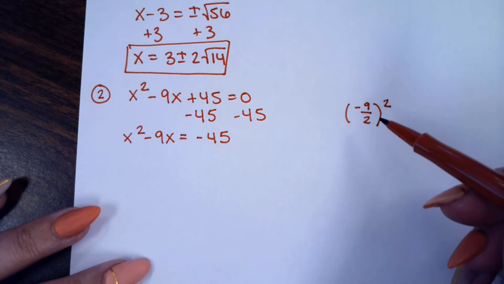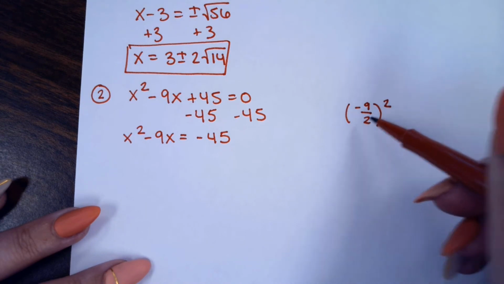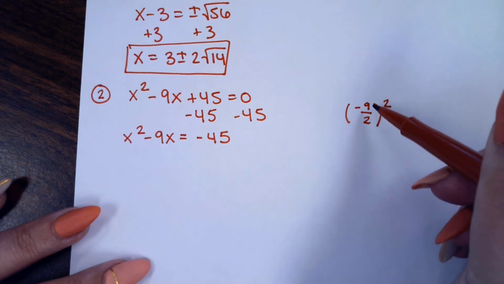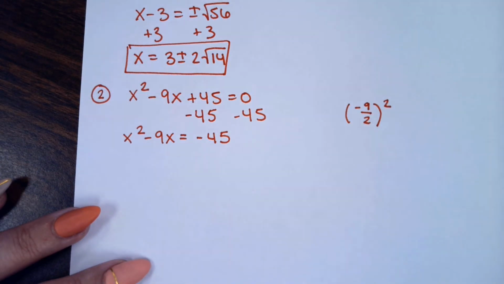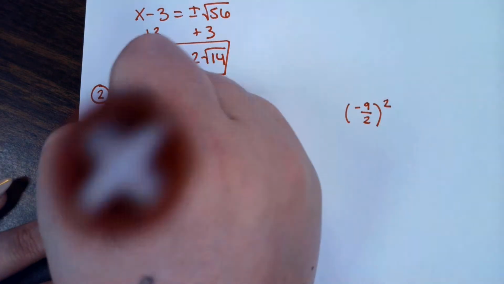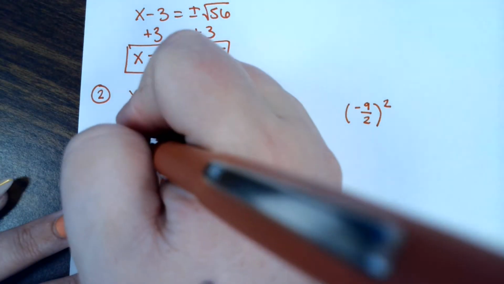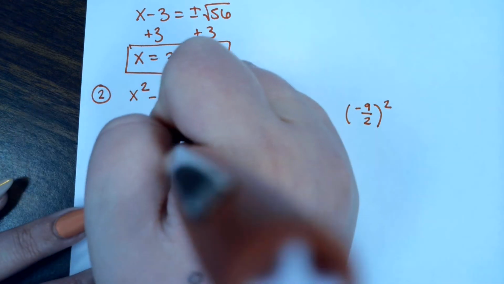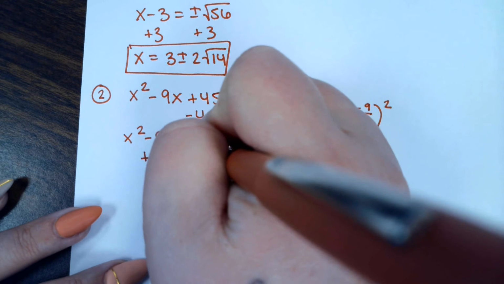Now, unlike our first example, 9 divided by 2 gives me a decimal, right? So I'm just going to leave that as an improper fraction. Just leave it as negative 9 over 2 squared. So we're going to add negative 9 over 2 squared to both sides.